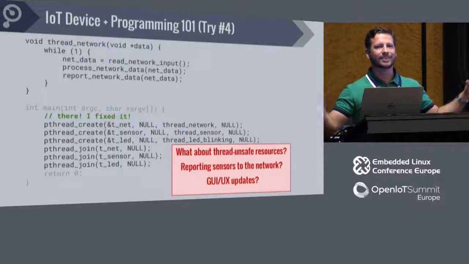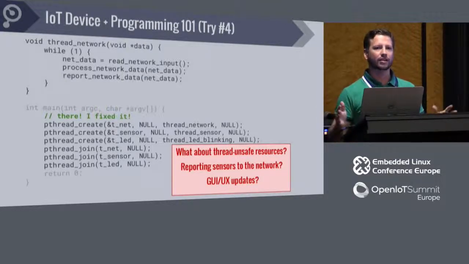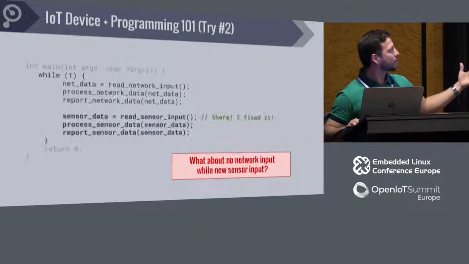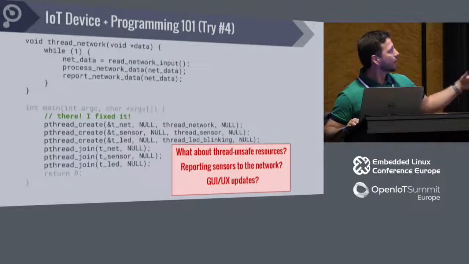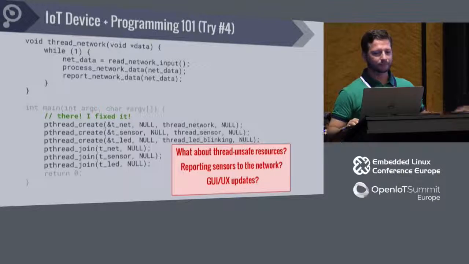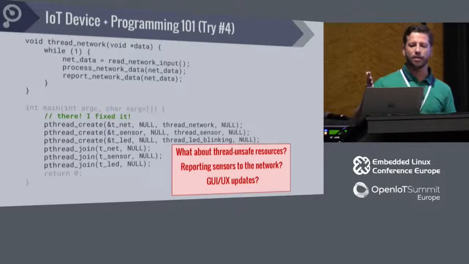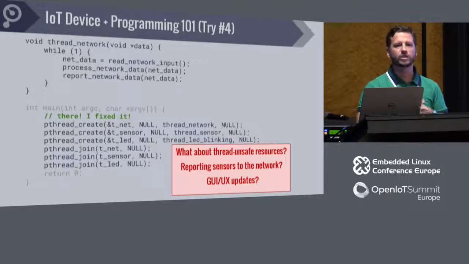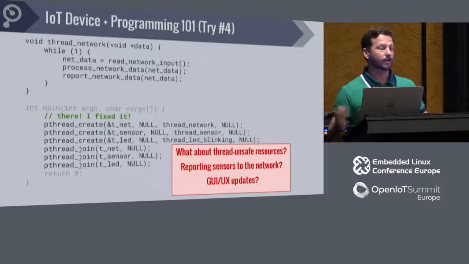So there's the last try. We create threads, because threads solve everything, threads are simple. You basically put the second solution in a thread, right? And I create 3 threads and it's all nice. However, what to do about shared resources? For example, I have a network, a UI and I have a sensor.